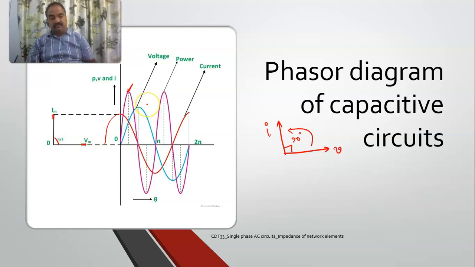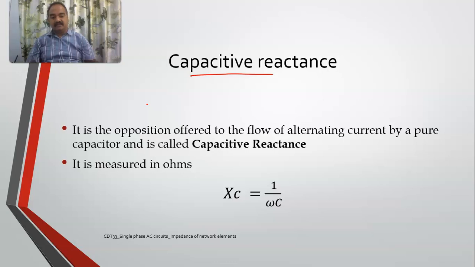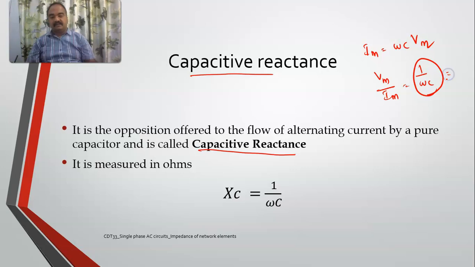Okay, now how to determine the capacitive reactance? As already said, see what we get, Im is equal to, I have taken omega C into Vm, right? So what is the ratio of voltage and current? 1 by omega C, right? This is termed as impedance. But since it is a change, right, it is creating a phase angle. So I'll take it as 1 by j omega C. Okay. Z is equal to 1 by j omega C. What is 1 by j? It is minus j, right?